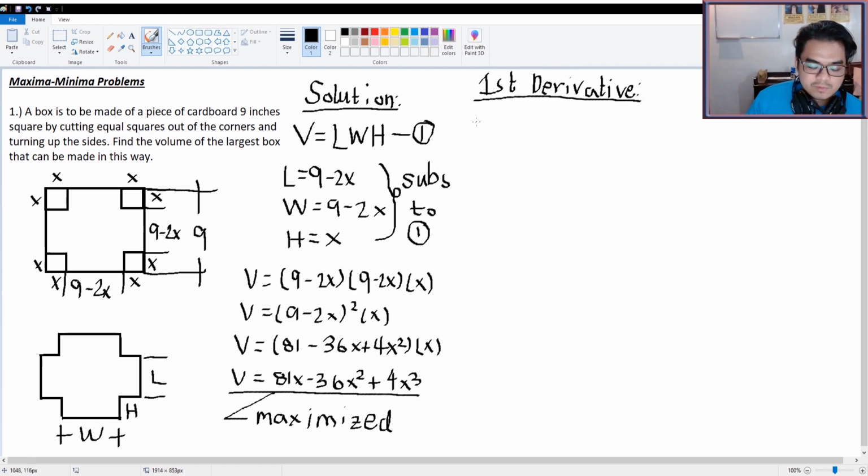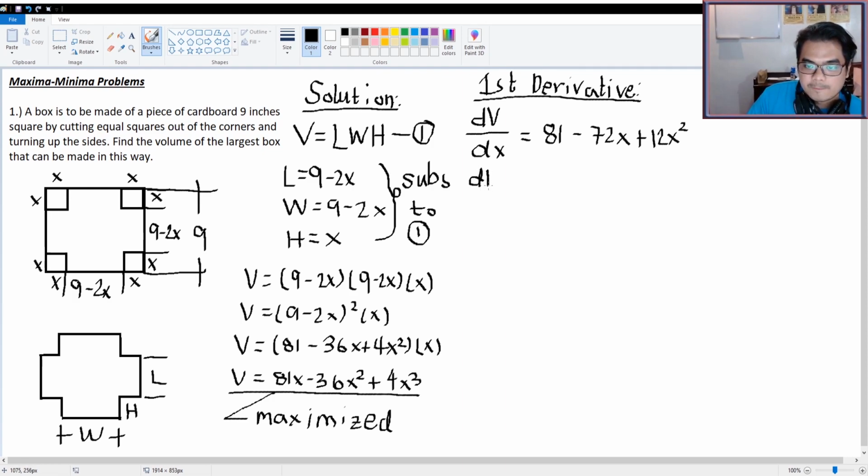So the first derivative will be the derivative of v with respect to x, so dv over dx. The derivative of 81x becomes 81, minus 36 times 2, so 72x, just power rule. And now the derivative of 4x cubed will be 12x squared.